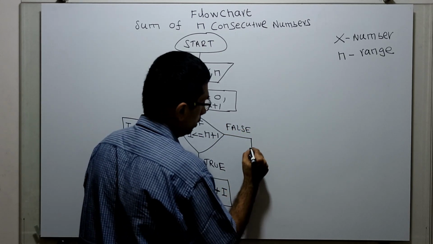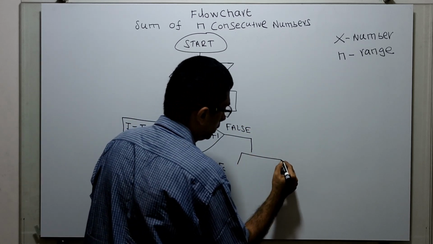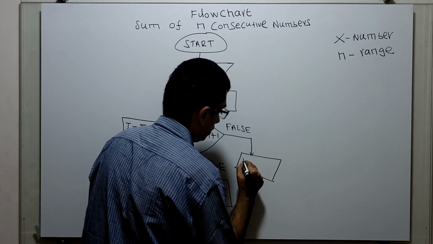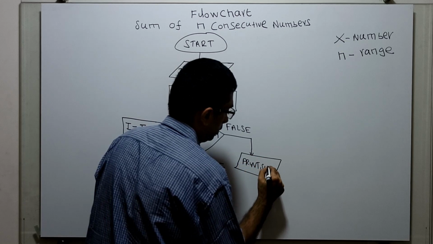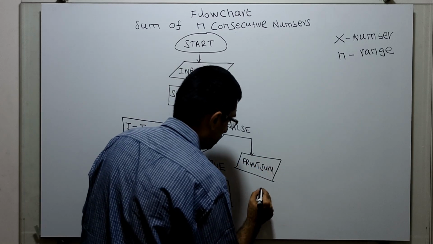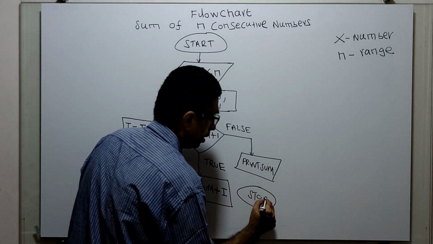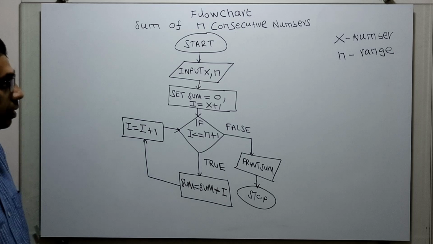I am coming out of the loop and printing the value in sum. Print sum, and I am ending this flowchart. This is the logical end of the flowchart.